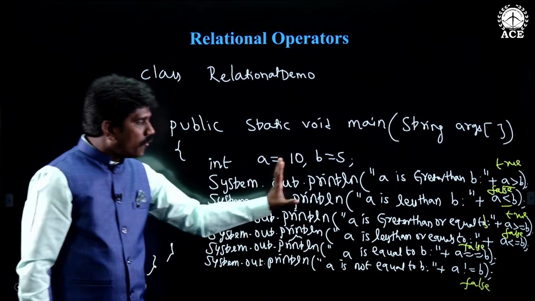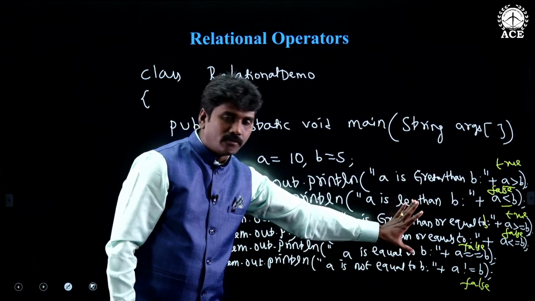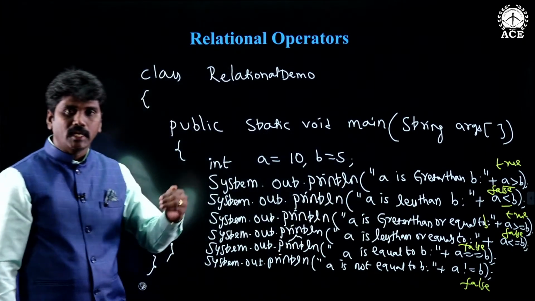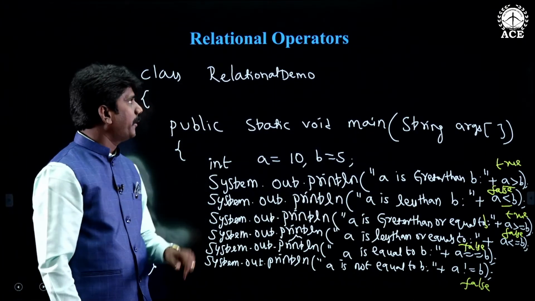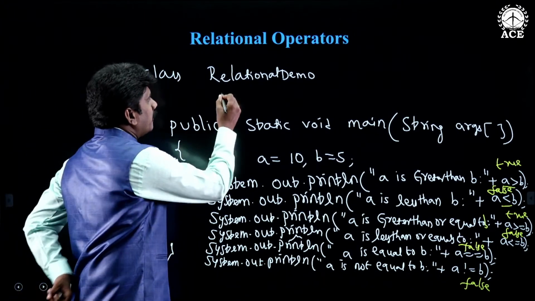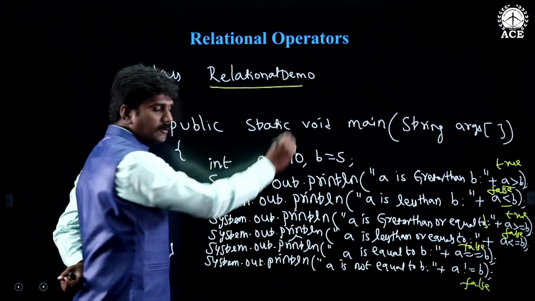So here, what is the output going to be for this program? Before that, I would like to tell you one important point: here the class name is RelationalDemo.